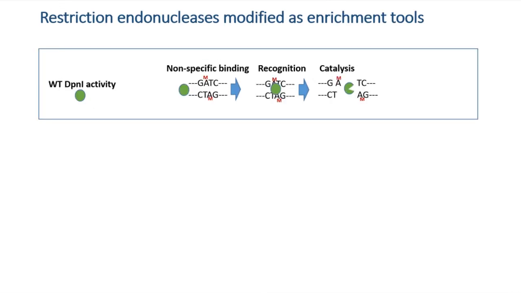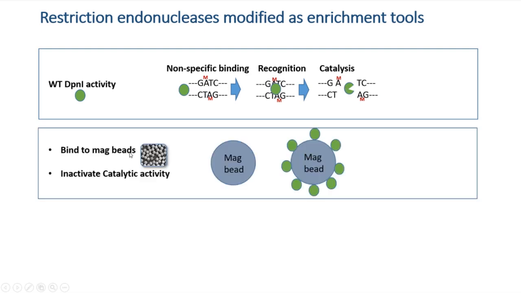So that's exactly what we've done in our lab. So how do you use restriction endonucleases as enrichment tools? Well, as I just said, the wild type DpnI, depicted by this green dot, would load and scan DNA until it sees its recognition site, which in this case is a GATC motif that's methylated at the adenine at the N6 position. Upon recognizing that site, it kinks it and cleaves it.